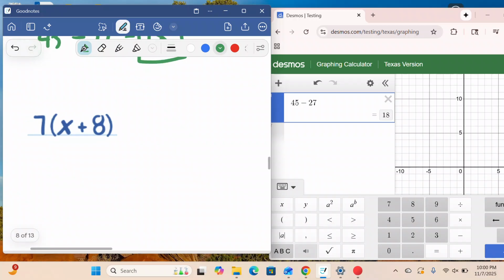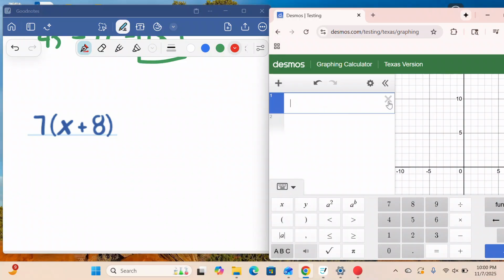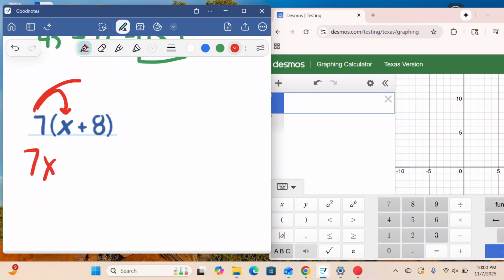Now we're going to get into letters. So I am going to do this one in red, and I'm going to do the same thing. I have 7 times x plus 8. So I'm going to delete Desmos in case I need it. I'm going to distribute 7 times x, which is 7x. Then I'm going to distribute 7 times 8, positive 8 of course. 7 times 8 is positive 56. Now I look at the terms and I say, well, can I combine chickens and ducks? Well, I have 7 x's and I cannot combine 56, so that is my simplified form.